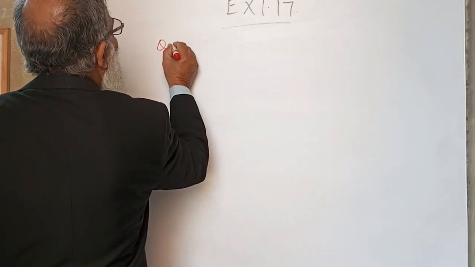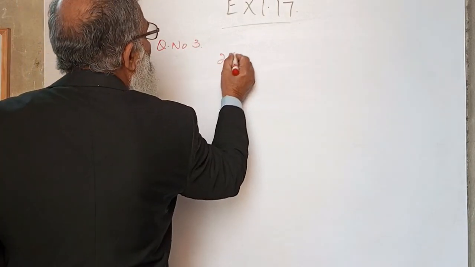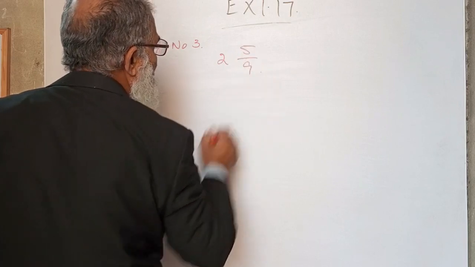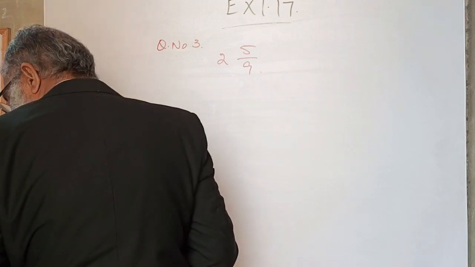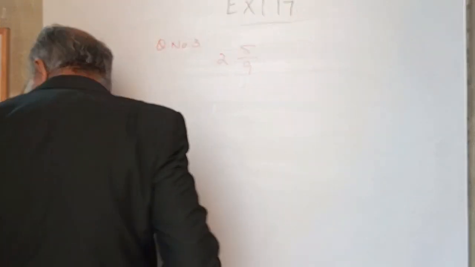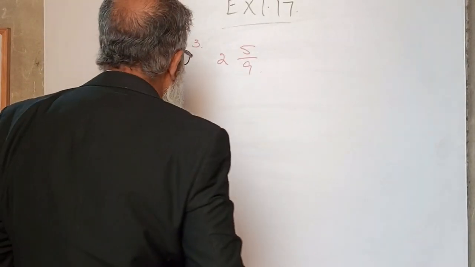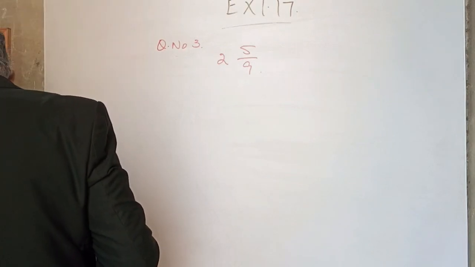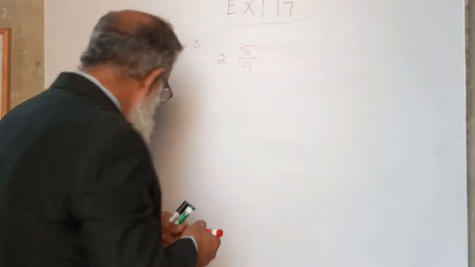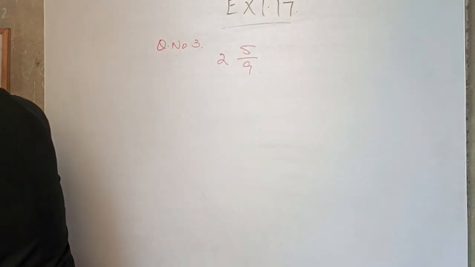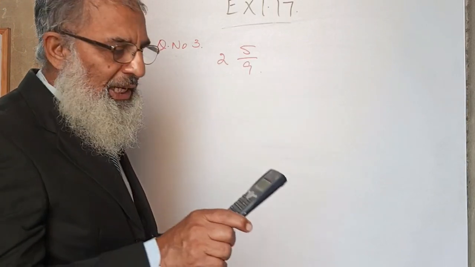In question number 3, a fraction is given, and the fraction is 2 whole 5 divided by 9. This is only one fraction given, but there are about six parts. We have to do it with this. Let me do it for three decimal places, and you have also been given access to the calculator.